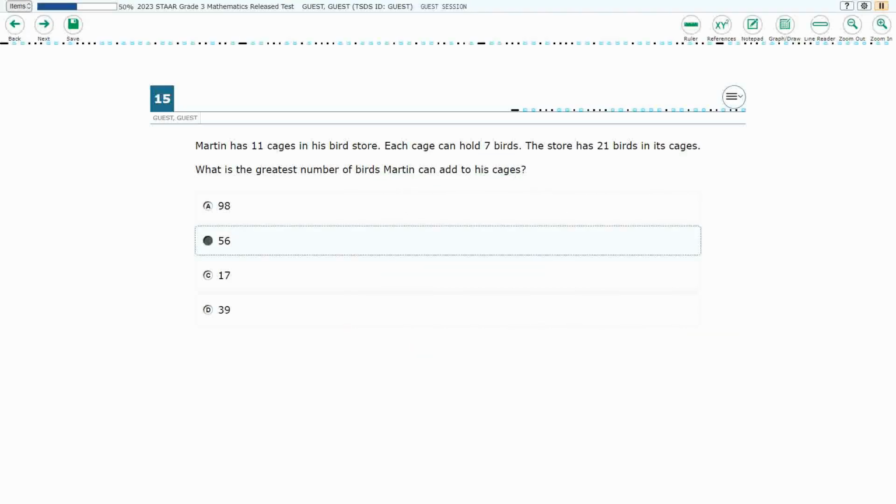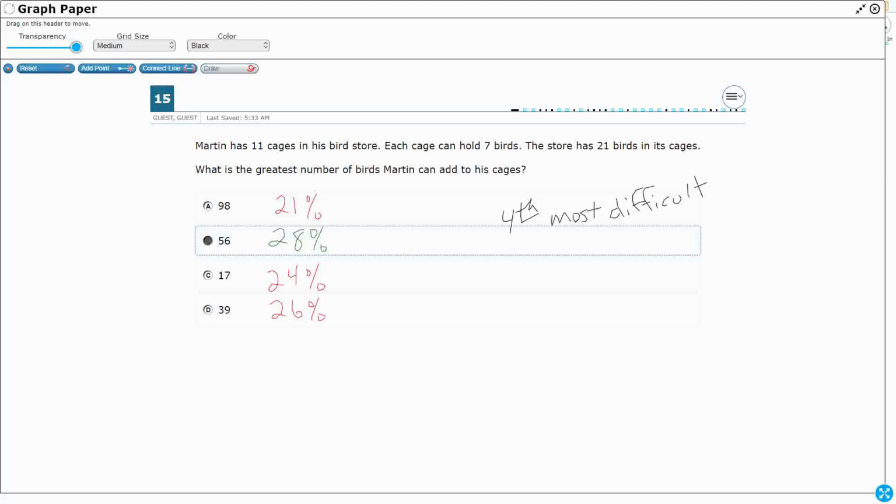Let's see how we did across the state of Texas. So this one was tied for the fourth most difficult. Look at this. 28% of our students got it correct. Look how close each of those are to 25%. When we see numbers that close to 25%, we think, all right, students really had no idea how to do this problem. They were most likely guessing.